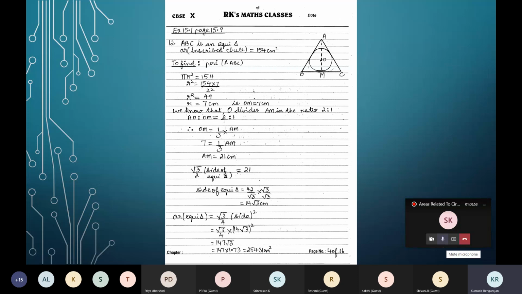A median is a line segment from the vertex. Please repeat the median from the beginning. Yes, ma'am. Median is a line segment from the vertex to the midpoint of the opposite side. To the midpoint of the opposite side.